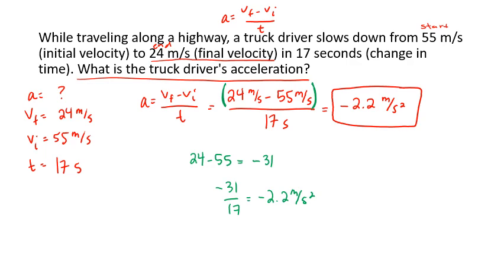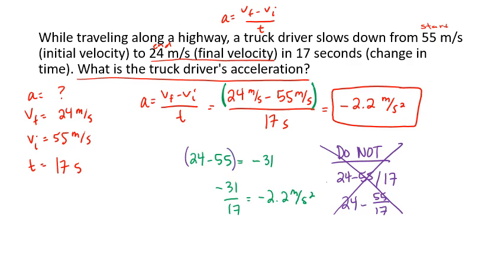What you do not want to do, so let's write do not, okay? You do not tell your calculator 24 minus 55 divided by 17. This is not correct. You will get the incorrect answer because what you're telling your calculator to do is 24 minus 55 seventeenths. This is not the same as what we just did. Remember that you have to tell your calculator the correct operative steps. This does not follow the same order of operations. So make sure you do not tell your calculator this. Tell it to subtract first, hit enter, and then divide by the time.